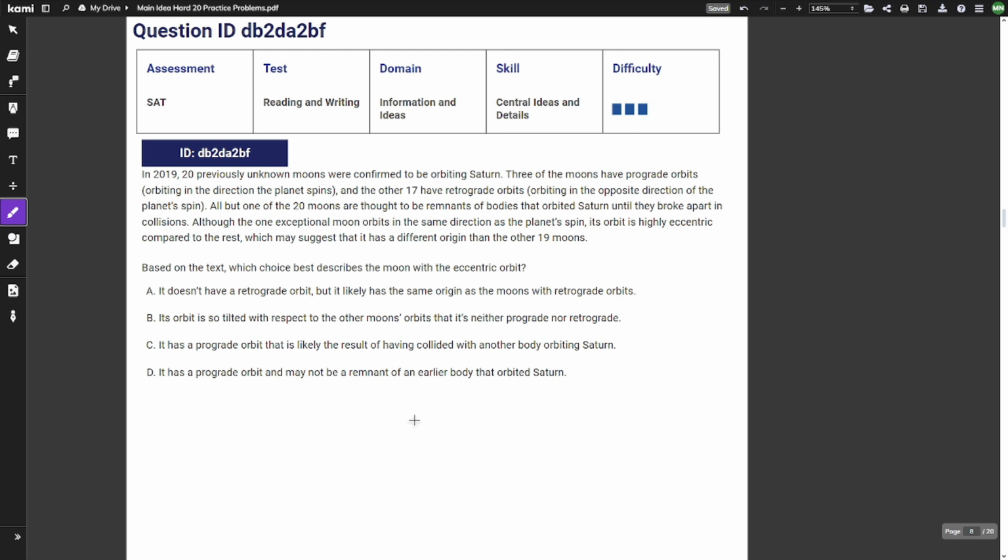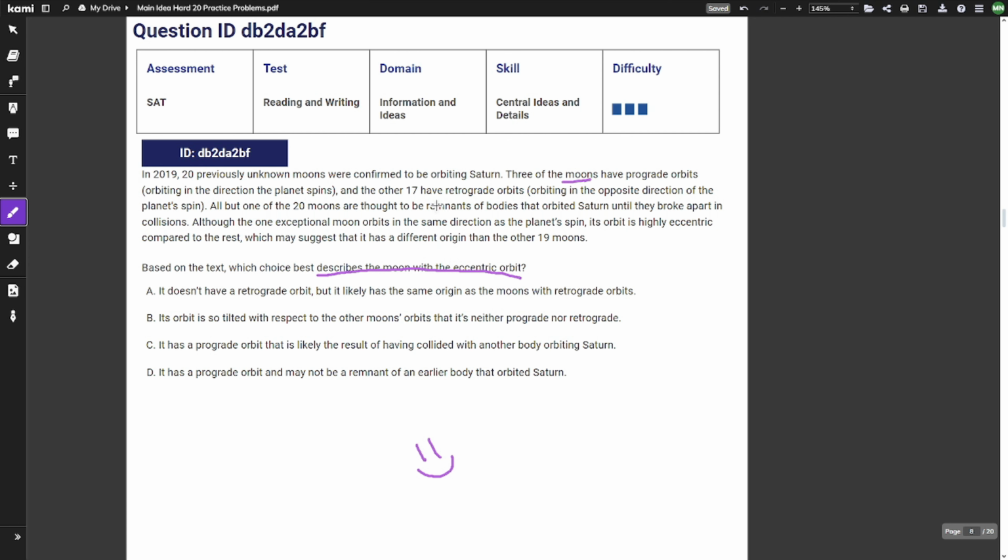Question number 8. Once again, feel free to pause and read. Alright, so here the question is asking us what best describes the moon with the eccentric orbit. So first things first, let's summarize the text.